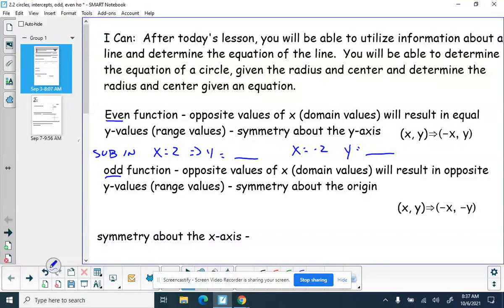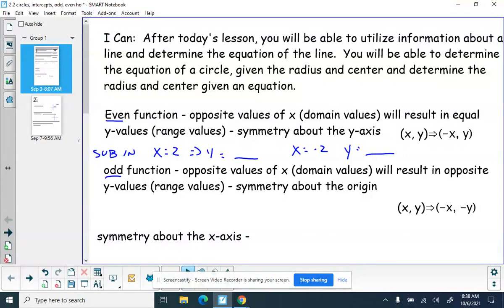Once you find your y values, then you can evaluate. Did I get opposite values for y, or did I get equal values for y? If I got opposite values for y, that's an odd function. If I had equal values for y, that's an even function. When I have an even function, I have symmetry about the y-axis. When I have an odd function, I have symmetry about the origin.